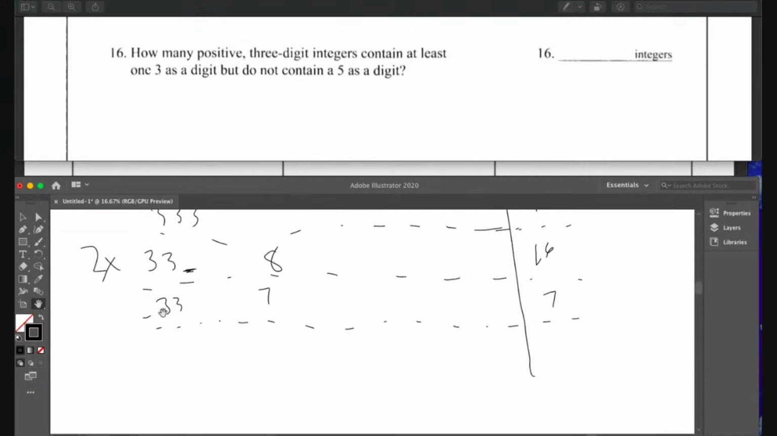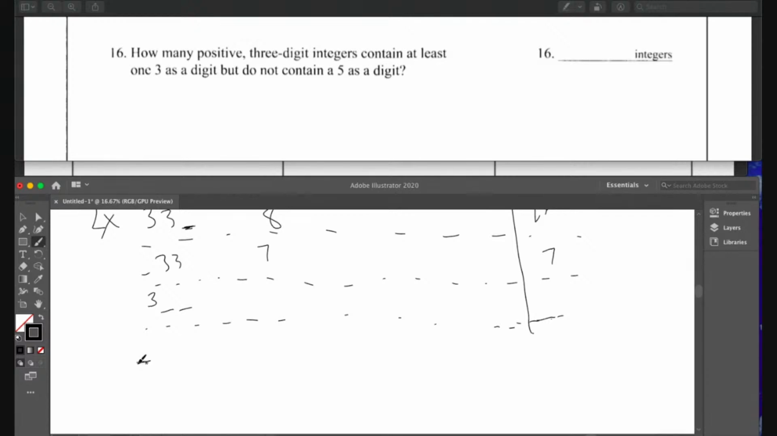Okay, and then now we can do 3, and then not a 3, and then not a 3. And we're just going to have one case for this. And then we're going to have 2 cases for not a 3 in the hundreds place, and then a 3, and then a not a 3, and then a not a 3, and a 3, right?